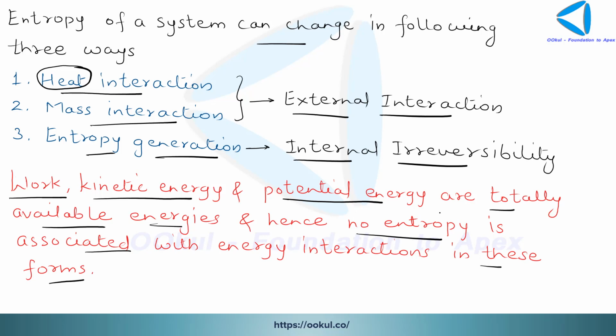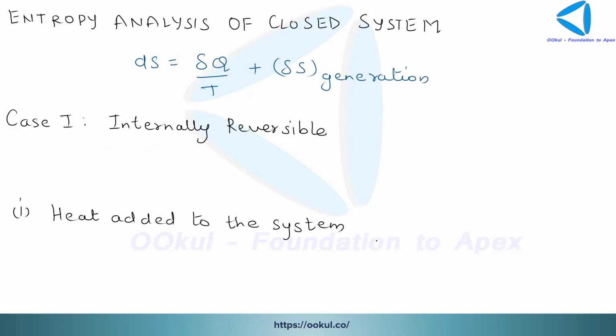already discussed that entropy is a measure of unavailable energy, and since from the work, kinetic energy and potential energy all the energy can be made available, there is no unavailable energy in them, so there is no entropy associated with energy interactions in these forms, that is work, kinetic energy and potential energy. Please remember this. Now we move on to the entropy analysis of the closed system.